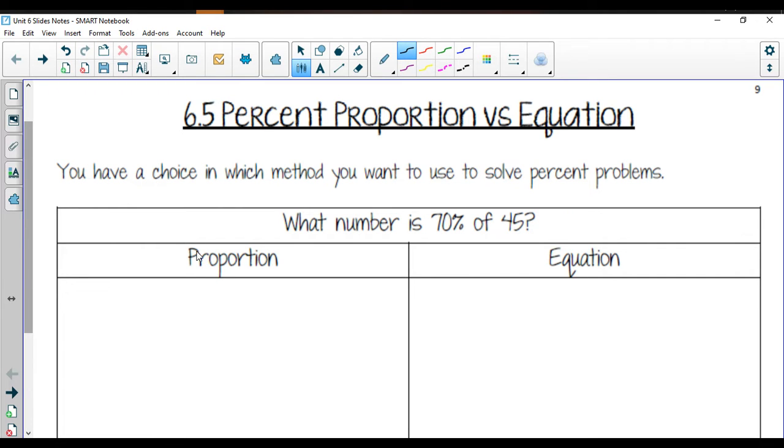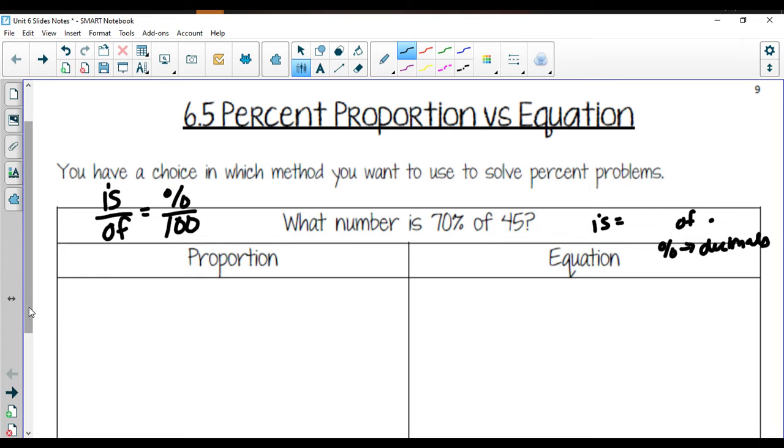So, real quickly, just to remind you, for the proportion, we're going to have is over of equals percent over 100. And in the equation, we're going to look at our keywords. Is means that we're doing equals, of is telling us to multiply, and we have to make sure that we change our percents to decimals with these.